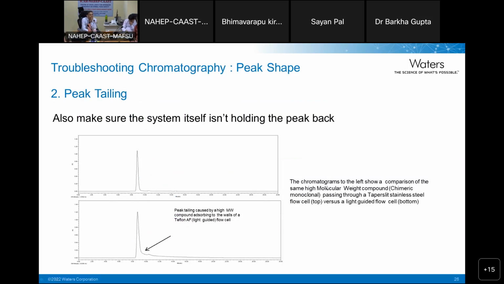The explanation given here: the chromatogram on the left shows a comparison of the same high molecular weight component passing through a taper slit SS flow cell versus a light guided flow cell. This is a light guided flow cell which is giving a tailing, and there is a different type of flow cell which is not giving any tailing.